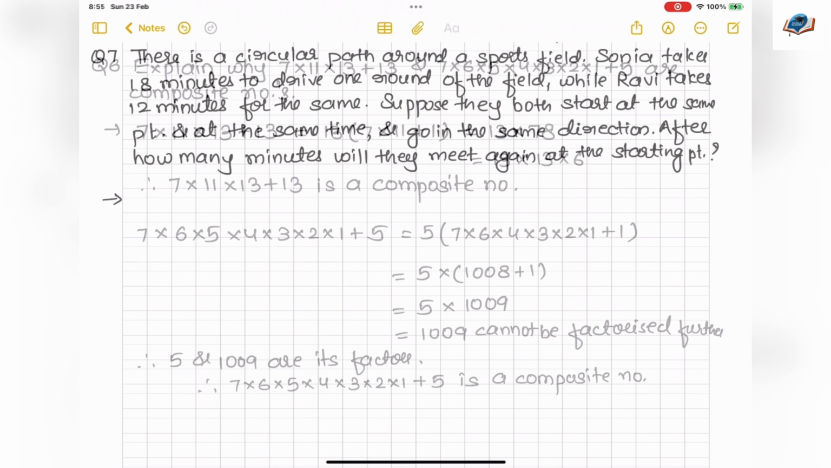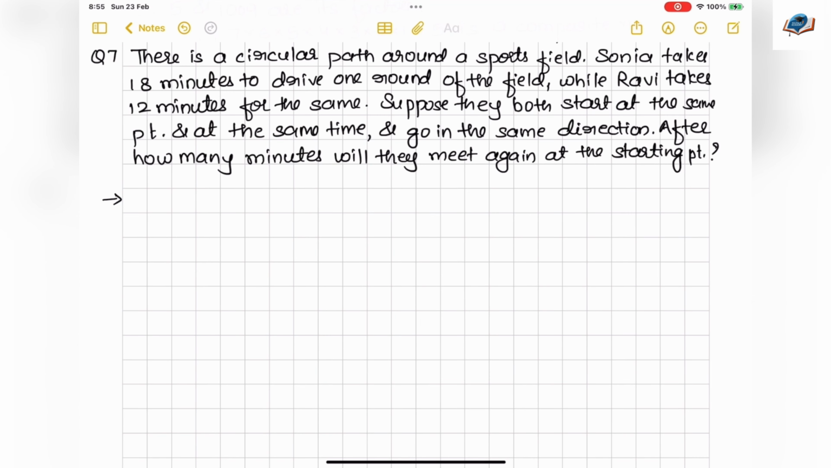Now, next question says there is a circular path around a sports field. Sonia takes 18 minutes to drive one round of the field while Ravi takes 12 minutes for the same. Suppose they both start at the same point and at the same time and go in the same direction. After how many minutes will they meet again at the starting point? So, see, it is very clear that both are taking different time and Ravi is taking lesser time. So again they will meet when the LCM of both happens. So LCM of 18 and 12.